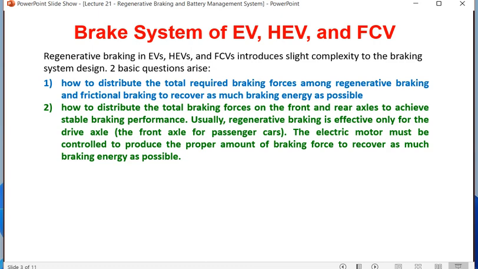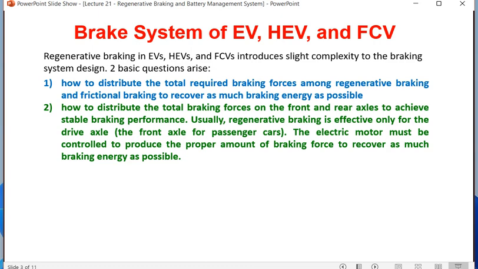And the second question is how to distribute the total braking force on the front and rear axle. So there are two front tires, there are two back tires. Generally we call it front axle, back axle. One very important thing is that all the four wheels should get brake force at the same time. All the four wheels should stop at the same time after applying the braking force. If there is a mismatch in the timing of the application of brake force, then there is a chance that the vehicle might topple, or vehicle might turn turtle, that is, the car gets overturned. So all the brake force should be applied together, that is one thing.